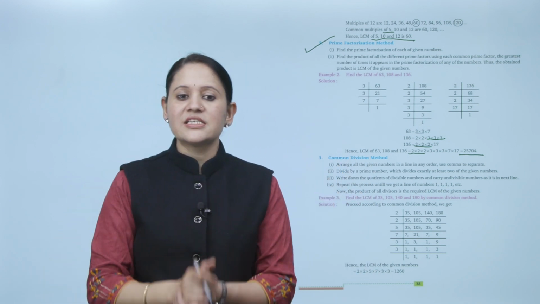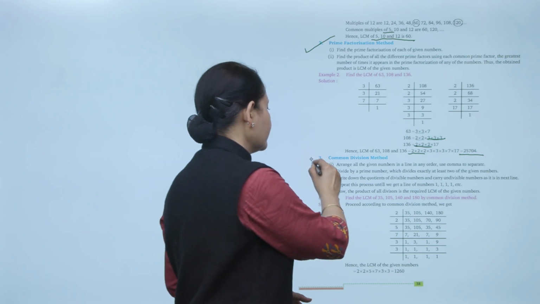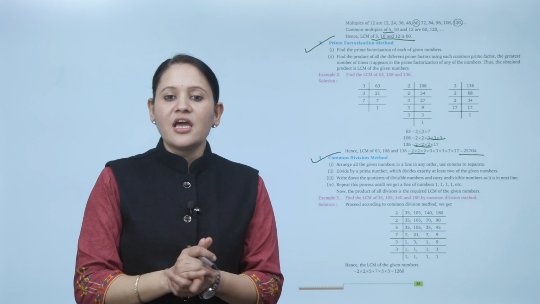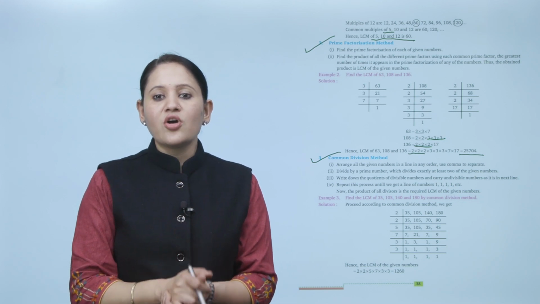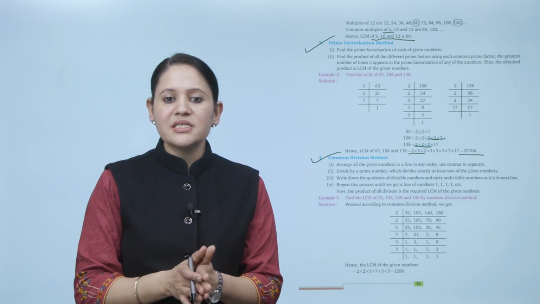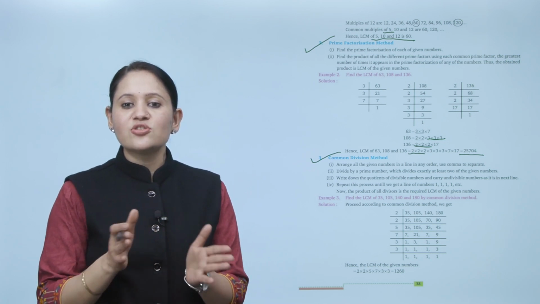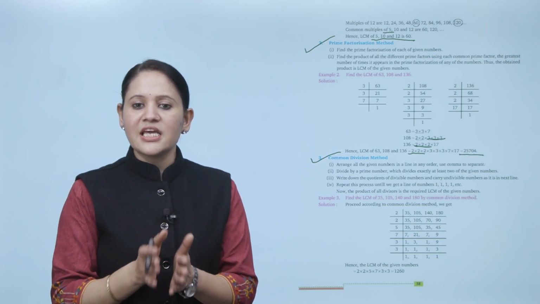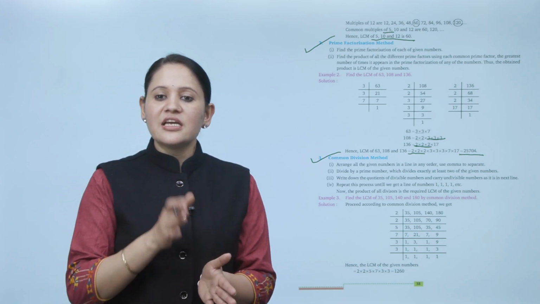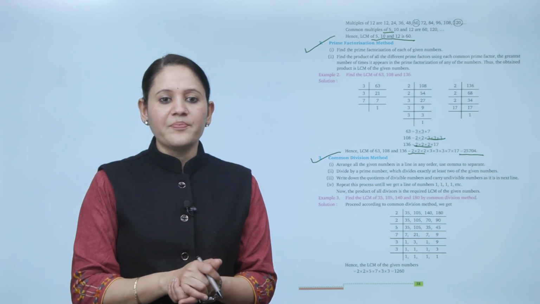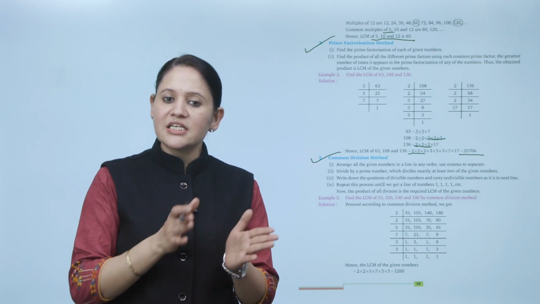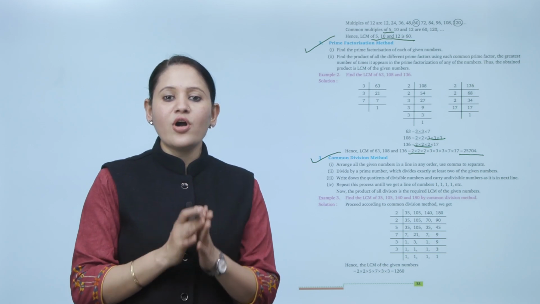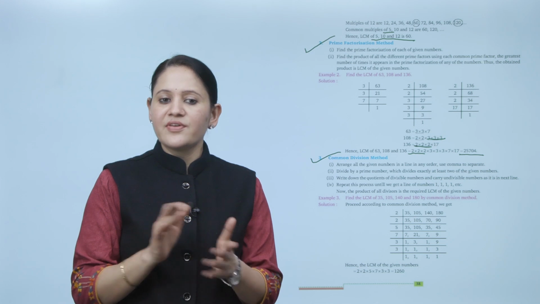Clear? Next is the common division method. In this method, arrange all the given numbers in a line in any order. Use commas to separate. Divide by the prime numbers which divide exactly at least 2 of the given numbers. Write down the quotient of the divisible numbers and carry the indivisible numbers as they are to the next line. Repeat the process until we get 1, 1, 1, 1, etc. Now the product of all divisors is the required LCM of the given numbers.